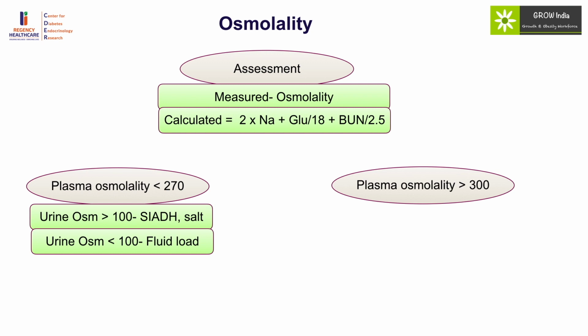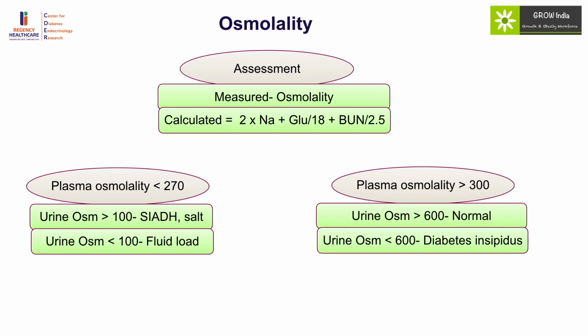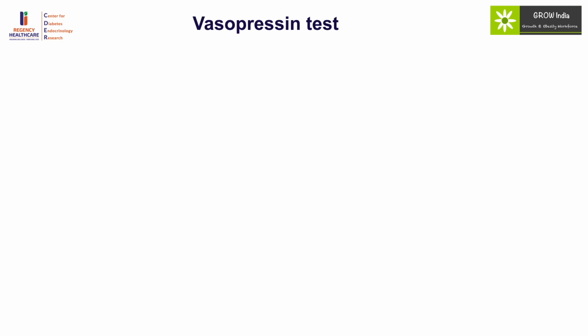Plasma osmolality more than 300 is sufficient to trigger maximum urinary concentration, and one would expect urinary osmolality to be more than 600 milliosmoles per kg in this setting. But if the urinary osmolality is less than 600, it is indicative of diabetes insipidus.